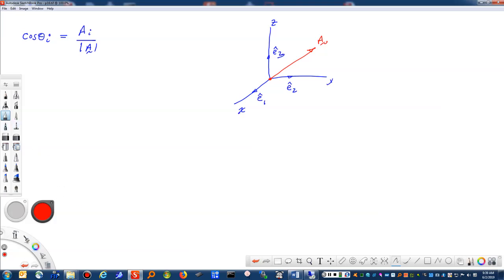Now the angle from the x-axis to that vector, a lot of people call that alpha. We would call that in this notation theta 1. The angle from the y-axis to the vector is beta, or in our notation theta 2. And the angle from the z-axis all the way over to that vector A is gamma.